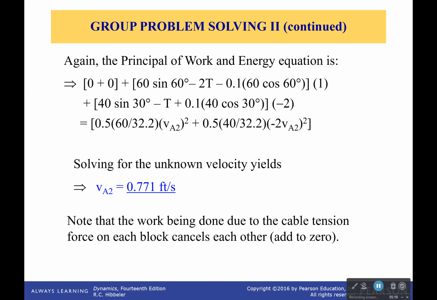And if you're wondering why we were able to suddenly solve that, because there's definitely a T here and a T there, it's simply because the work being done due to the cable tension actually cancels out. If you look at it, you've got a negative 2T right here, and a negative T right there. Sorry, negative 2 times negative T makes it positive. So we kind of got lucky there. It's really nice that the tensions cancel each other out, so we don't have to worry about the tension.